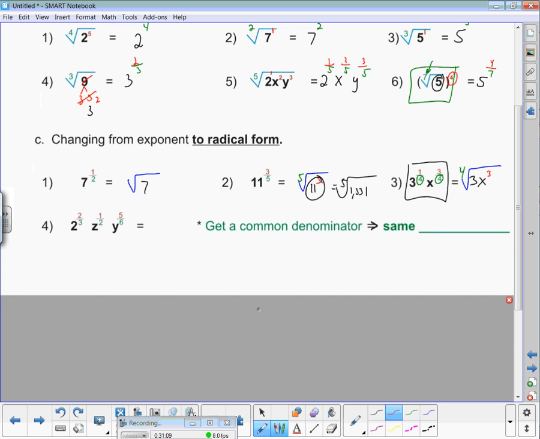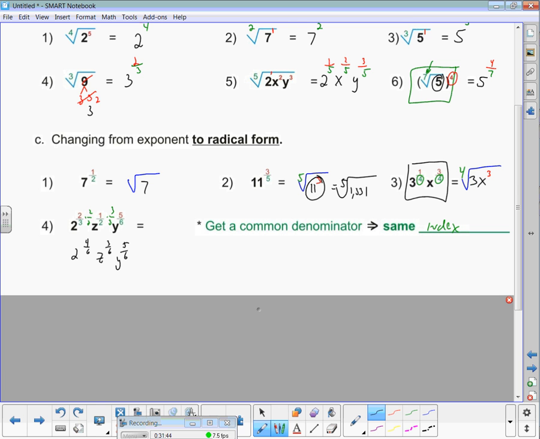All right, what do you have to do on a problem like this? Well, look, these denominators don't match. That's a problem, and they need to match. So what are we going to do? Get a common denominator so that they'll have the same index. We don't want to make 3 different radicals. We want one radical. All right, common denominator. We can do that. Let's multiply this one by 2 over 2 to get a 6 on the bottom. Let's multiply this one by 3 over 3 to get a 6 on the bottom. Where do we end up? 2 to the 4/6, z to the 3/6, and we have y to the 5/6.